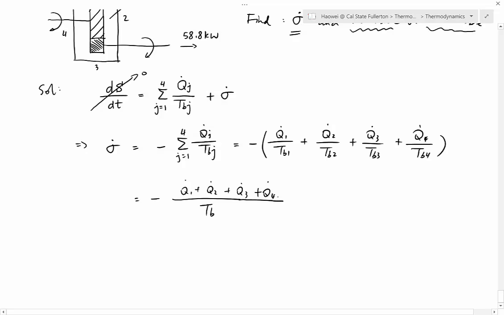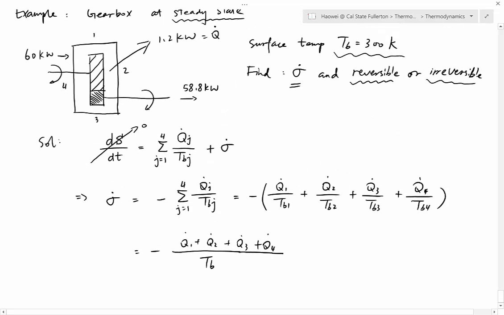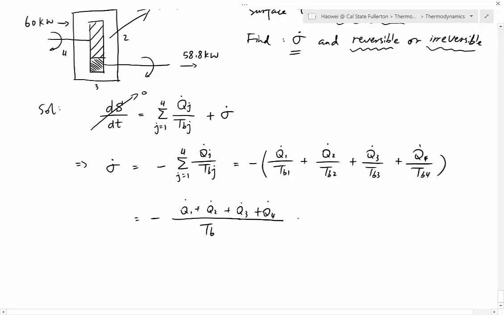What is Q dot 1? Q dot 1 is the heat loss on surface 1. Q dot 2 is the heat loss on surface 2. And Q dot 3 is the heat loss on surface 3. Q dot 4 is the heat loss on surface 4. So what is that in total? Just negative Q dot over Tb. And Q dot is the total heat loss for the whole system.